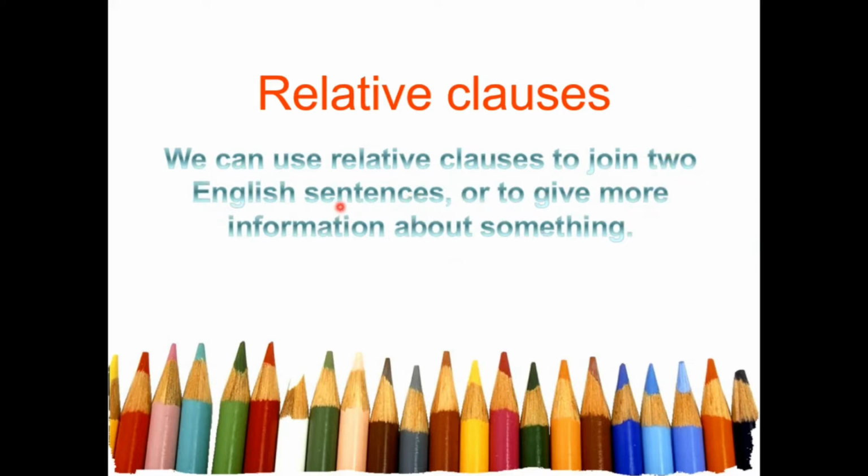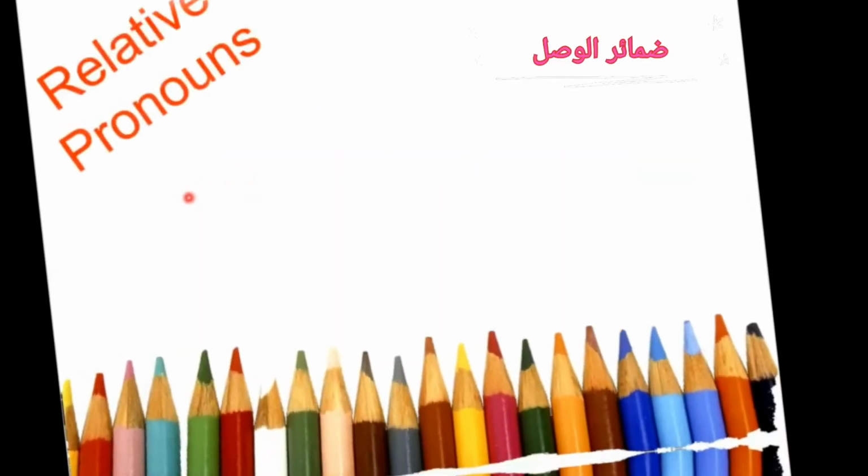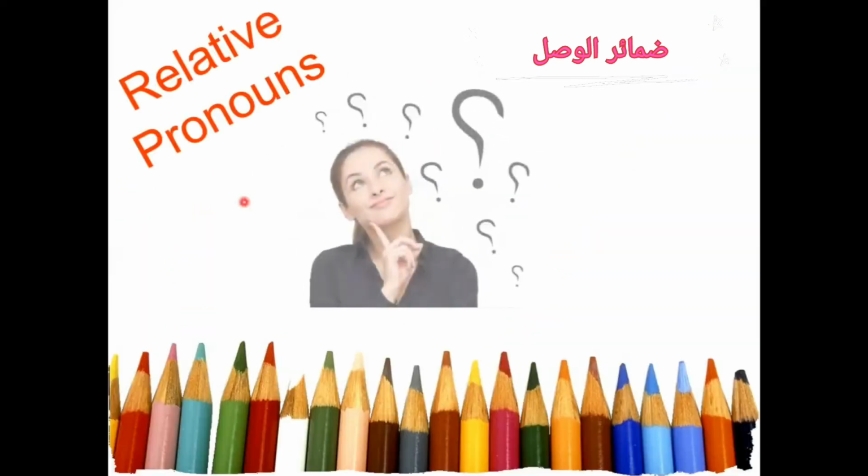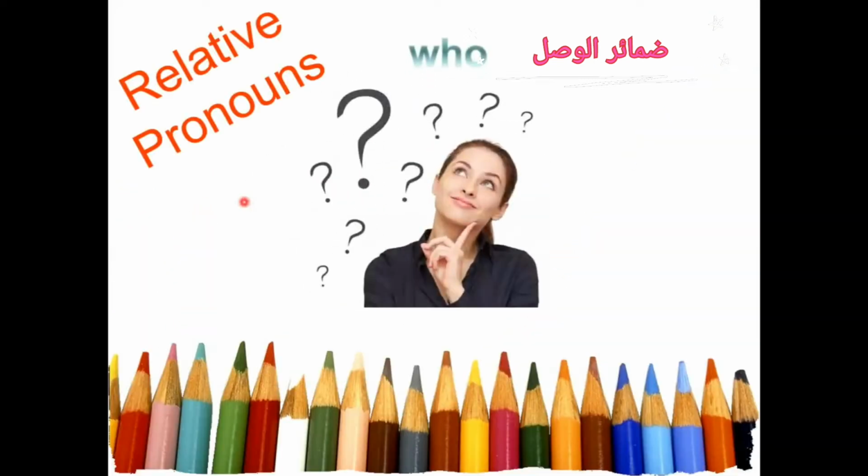بنستخدمها علشان نربط جملتين ونخليهم جملة واحدة. أو علشان تديني more information about the first sentence. So how do we do this? We use something called relative pronouns. Like what? Like who, like which, like that, and like where.